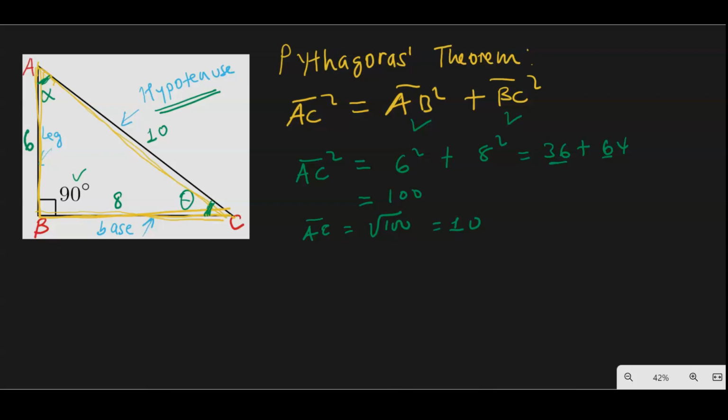So that means alpha and theta sum up to 90 degrees. We know this equation. The other is, in the right angle triangle, sine of angle theta must be equal to the opposite side of this angle, which is AB, divided by the hypotenuse, AC.